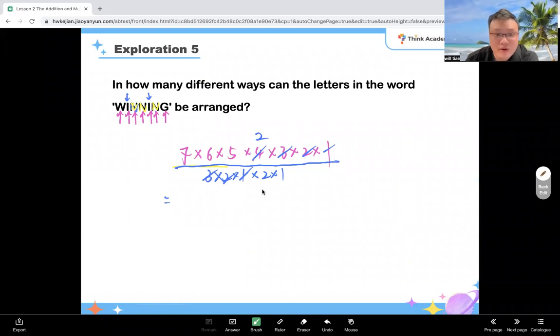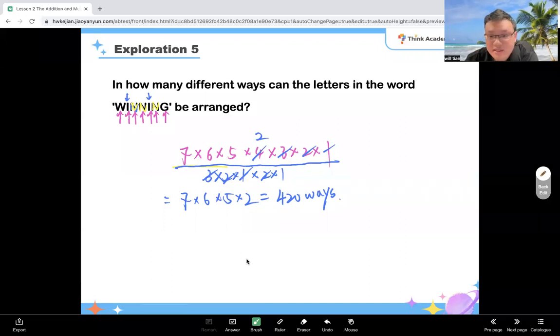And now, guys, we have only 1 in the denominator, which is 1. And for the numerator, you're going to have 7 times by 6 times by 5 times by 2. So that means we have 420 different ways to arrange these 7 letters.